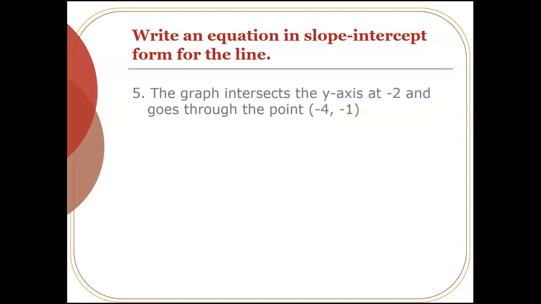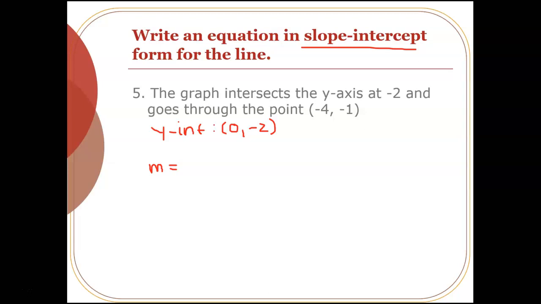The next thing we want to do is look at how to graph a line in slope-intercept form. So it says the graph intersects the y-axis at negative 2. So if it intersects the y-axis at negative 2, that negative 2 is representative of your y-intercept. It goes through the point negative 4, negative 1. So in order to rewrite our equation in slope-intercept form, I need the y-intercept, which I have, and I need the slope.